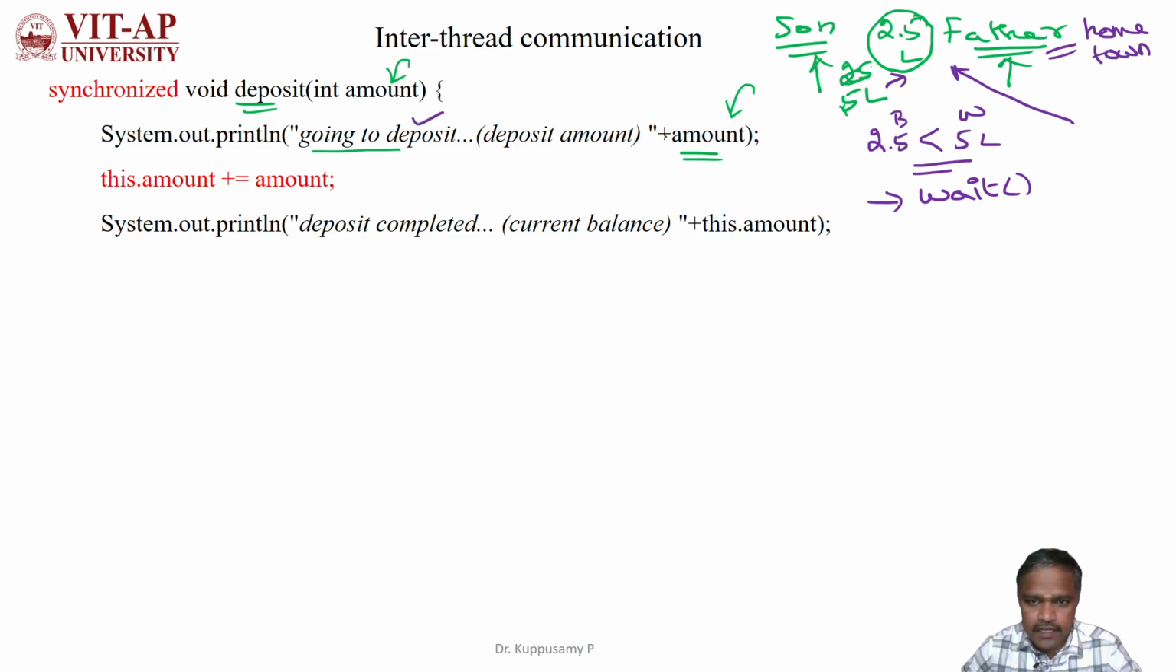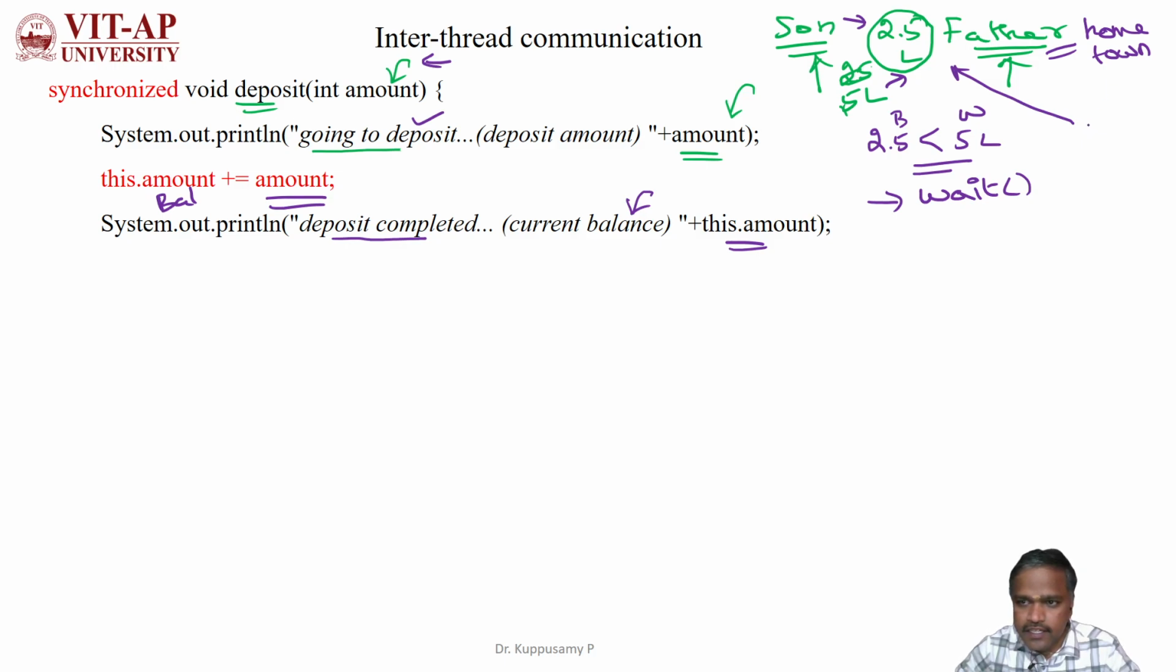Going to deposit, the deposit amount here we are passing, right? So here we are passing that amount, then that amount will be added into the balance amount. After that, it is showing the alert message: deposit is completed, your current balance is given here. Okay, current balance, suppose your already existing balance is 2.5 lakhs.